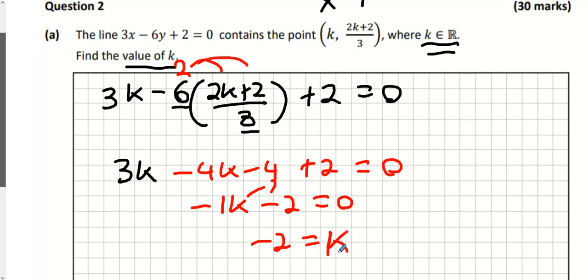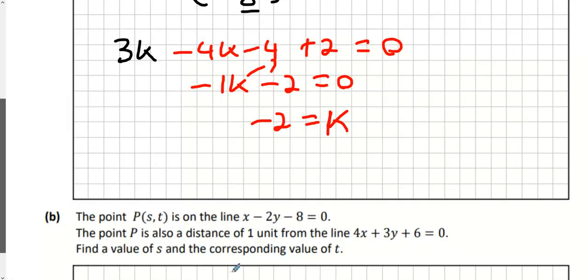And lo and behold, that is the first answer. It was a very easy part 1. Actually, it was worth 10 marks. Okay, that was actually worth 10 marks. Now, let's go down a little bit.